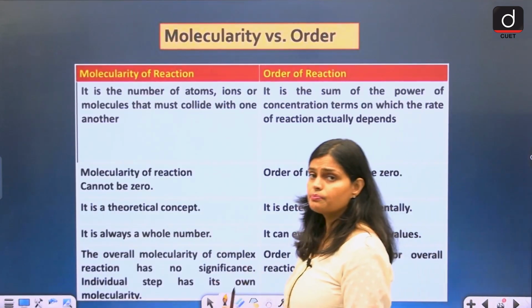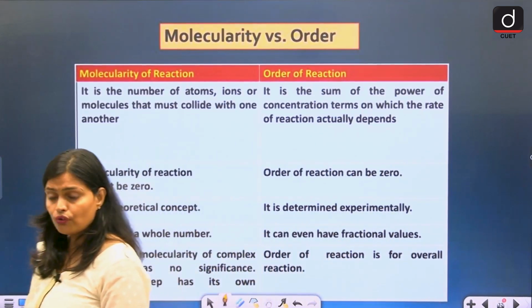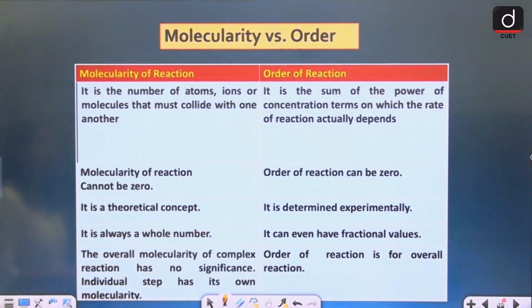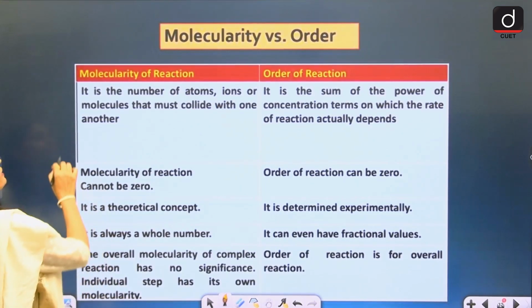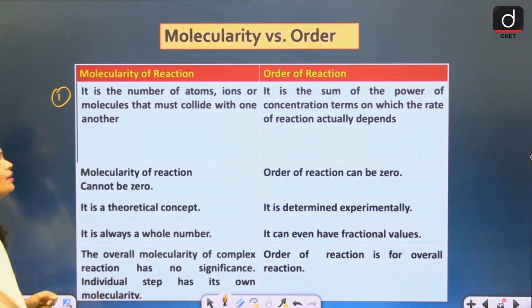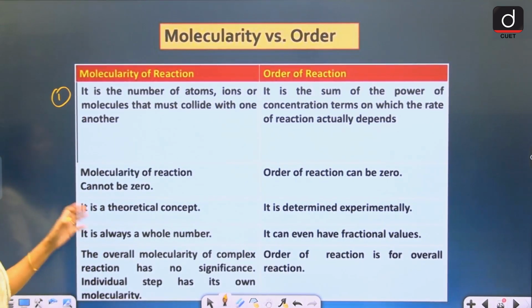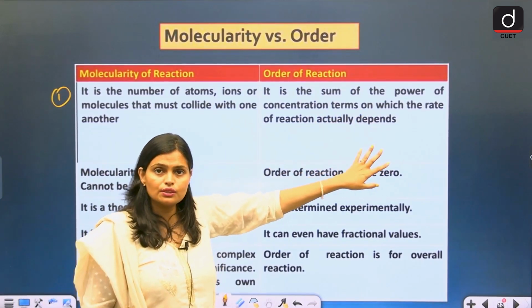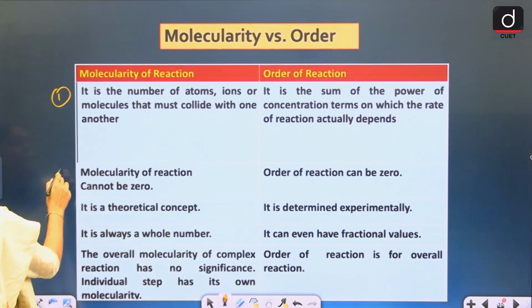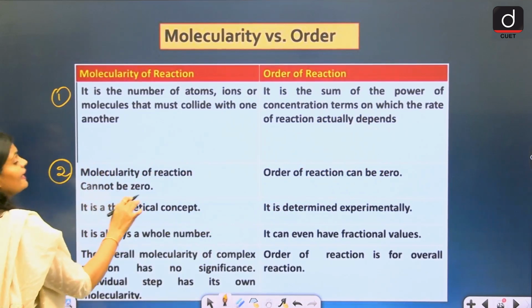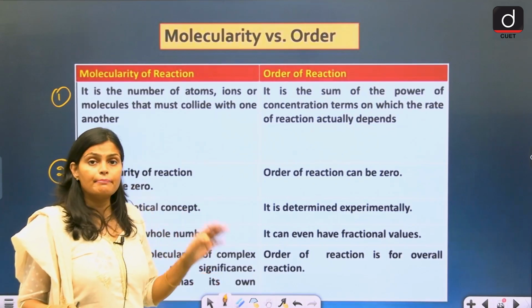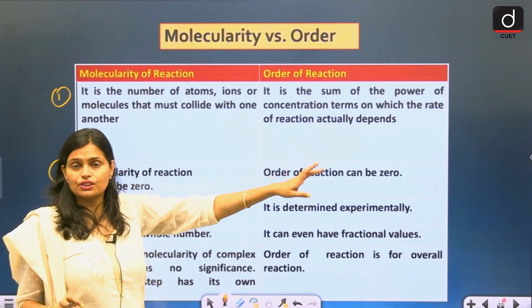Now what are the differences between molecularity and order of reaction? Sometimes you may get a direct question on this, guys. Molecularity is the number of atoms, ions or molecules which collide with one another, whereas the order of reaction is the sum of the powers of the concentrations. Similarly, molecularity of a reaction cannot be zero. Molecularity can never be zero. But yes, your order of reaction can become zero.